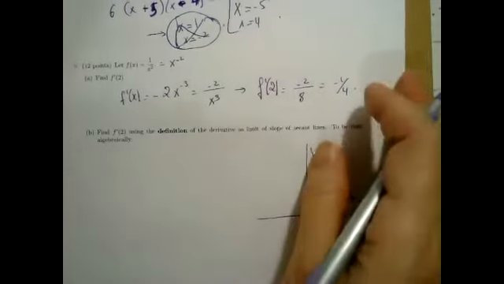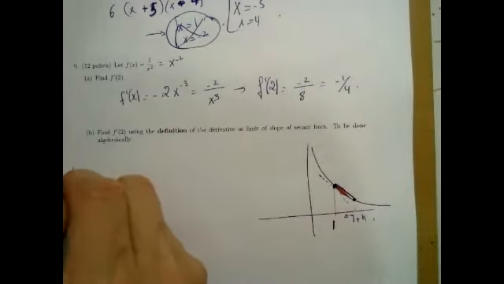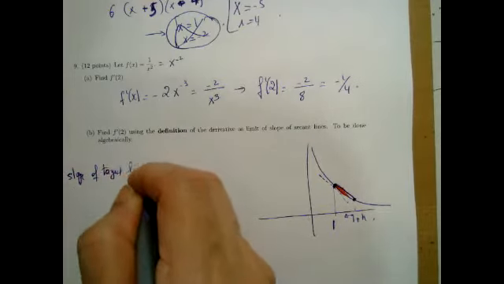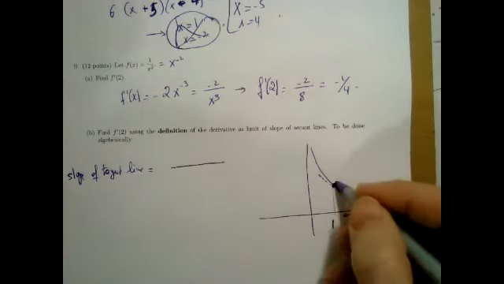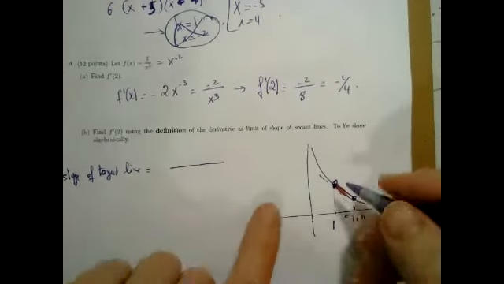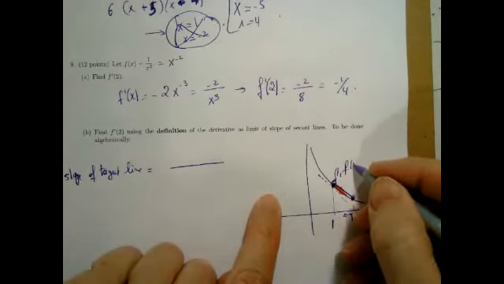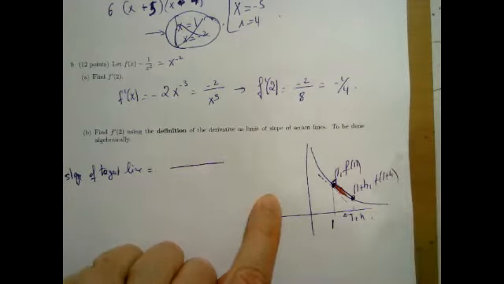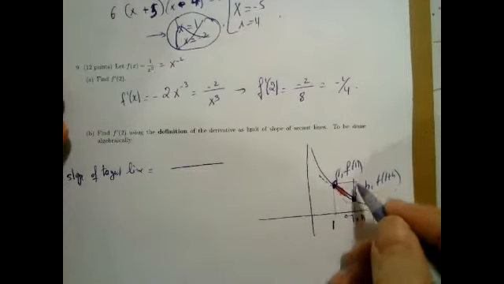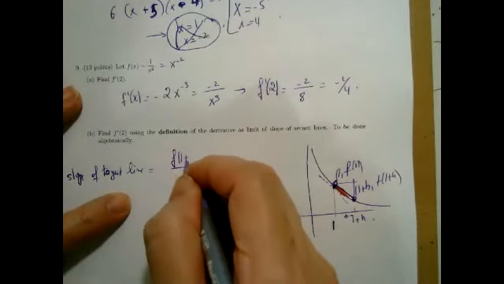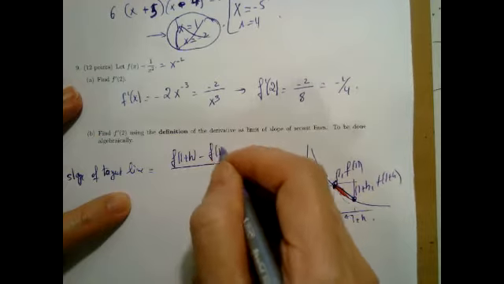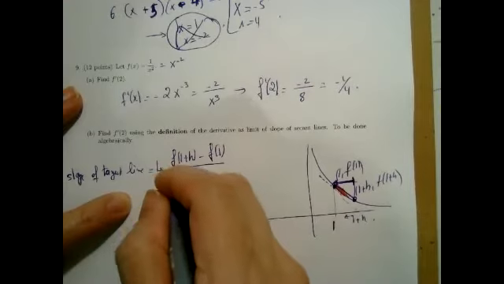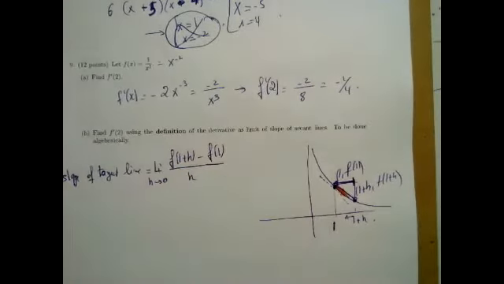So the slope of the tangent line is, by definition, equal to the limit of the slopes of those secant lines. The secant line goes through the point 1, f of 1, and the point 1 plus h, f of 1 plus h. And the slope is f of 1 plus h minus f of 1, over h. That's the slope. And then we see what happens to them when h takes smaller and smaller values.